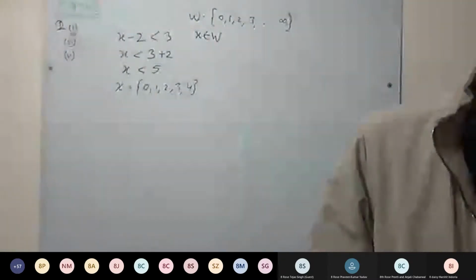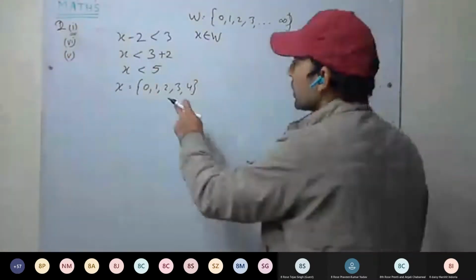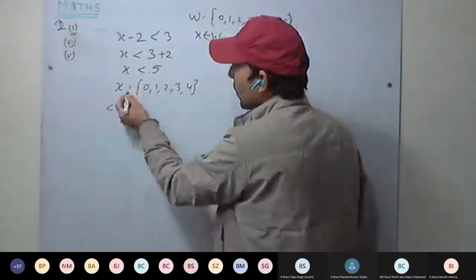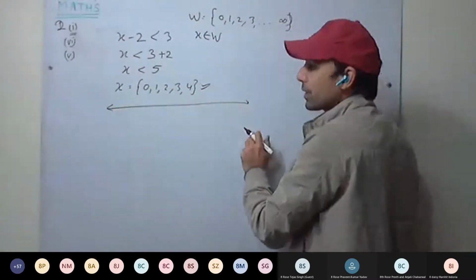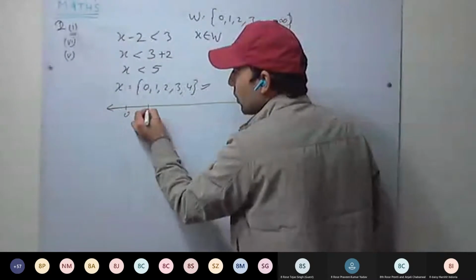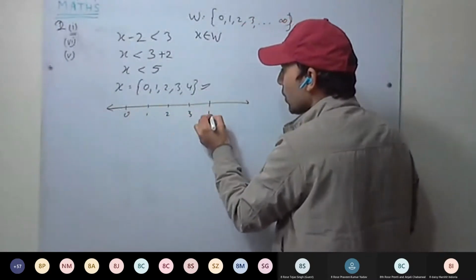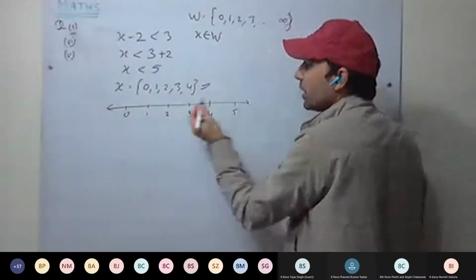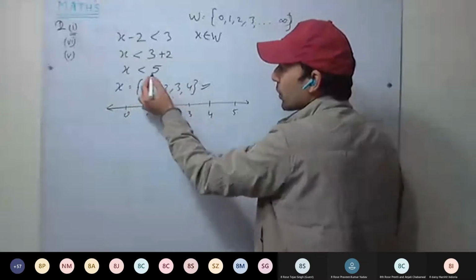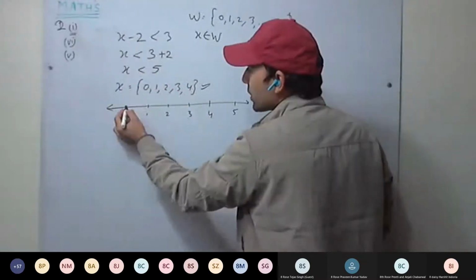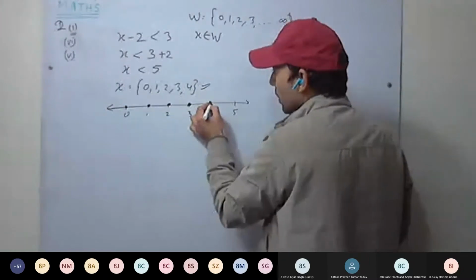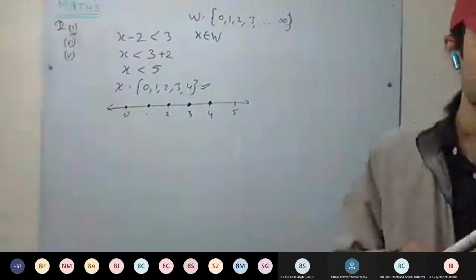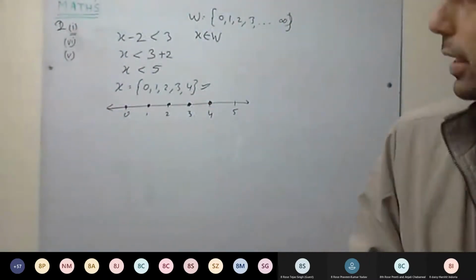We have to represent it graphically as well. There's no need of writing the solution set. You can directly represent it on the number line: 0, 1, 2, 3, 4, 5. Now 0, 1, 2, 3, 4, less than 5. It means 5 is circled and not filled, and the others filled. This will be the solution. Understood?